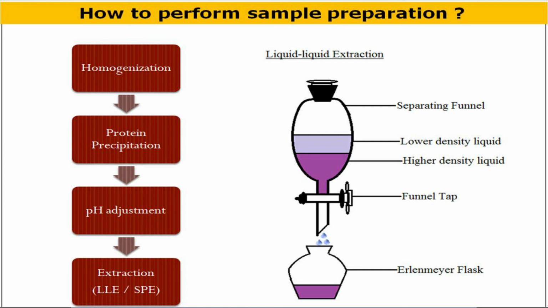Suppose you want to analyze benzodiazepines. Benzodiazepines are kept under the category of alkaline or basic drugs. So if you want to extract these benzodiazepines from your biological samples, then you have to adjust the pH of the biological samples towards the basic. And if you want to extract acidic drugs, then you have to adjust the pH of the biological samples towards acidic. So why is it done?